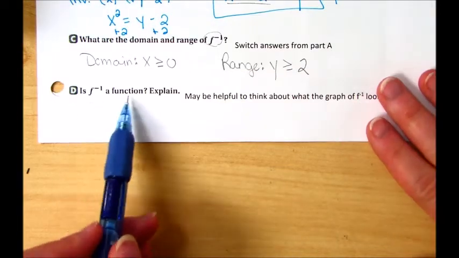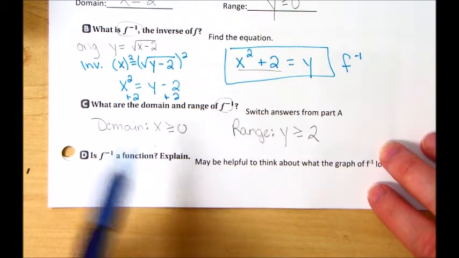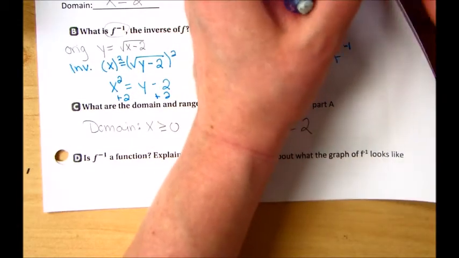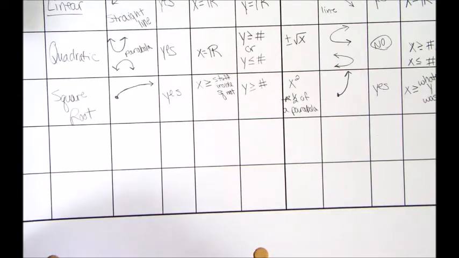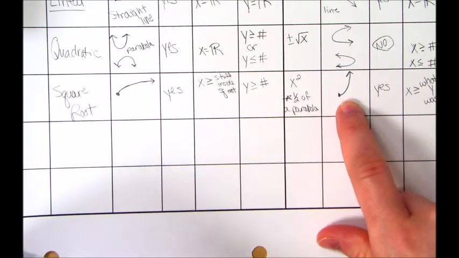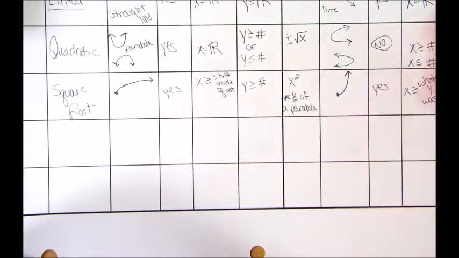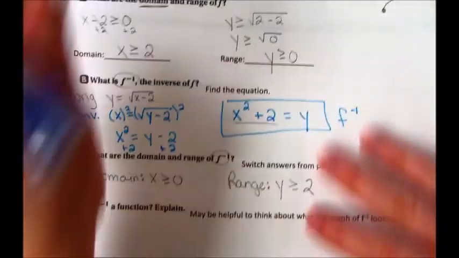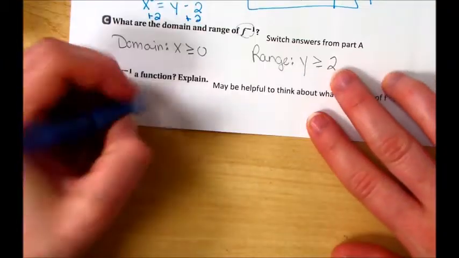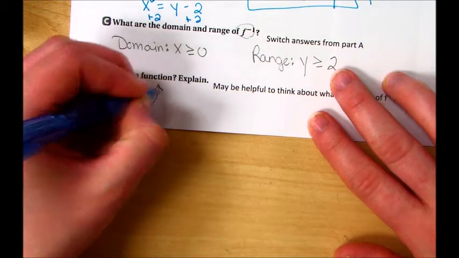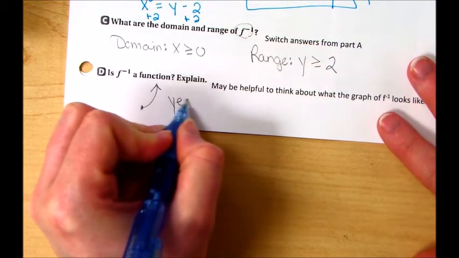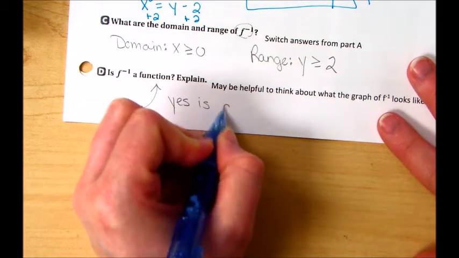And it says, is it a function? Well, remember, way back here, we started with a square root function. The inverse is half of a parabola. So yes, the inverse is a function. So remember how I talked about it would be like half a parabola? Yes, this is a function.